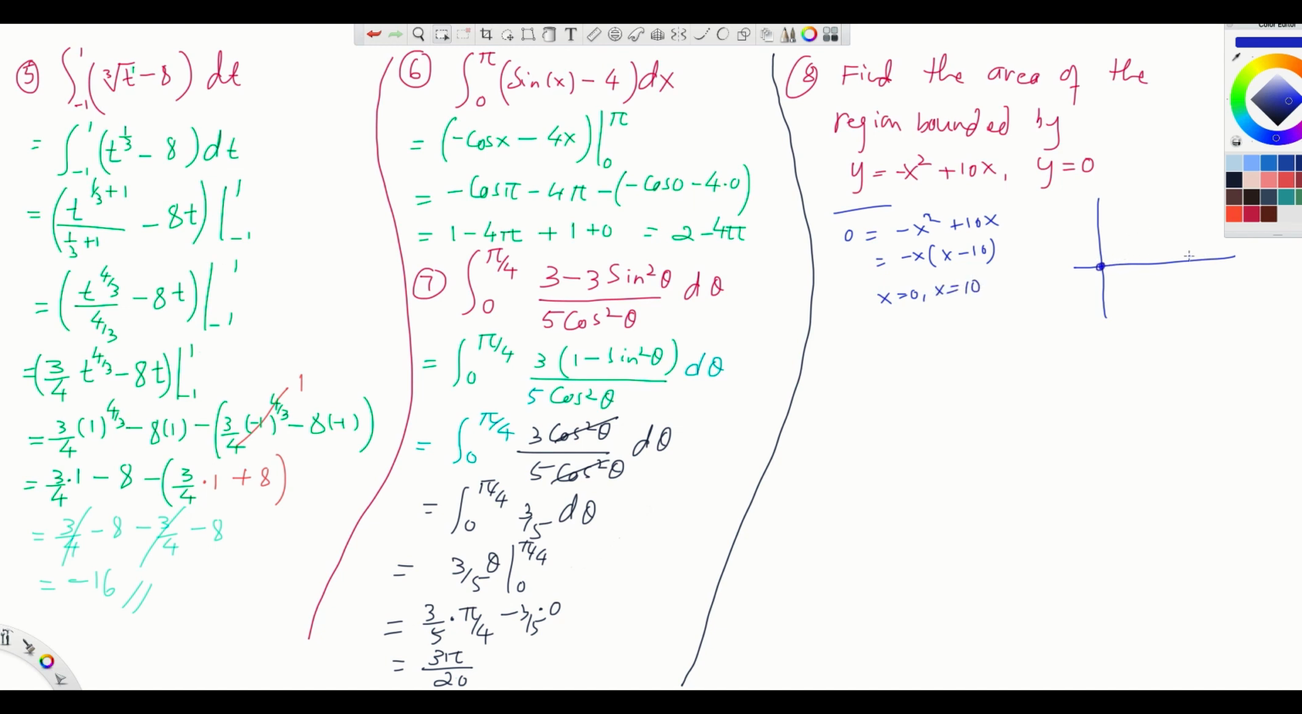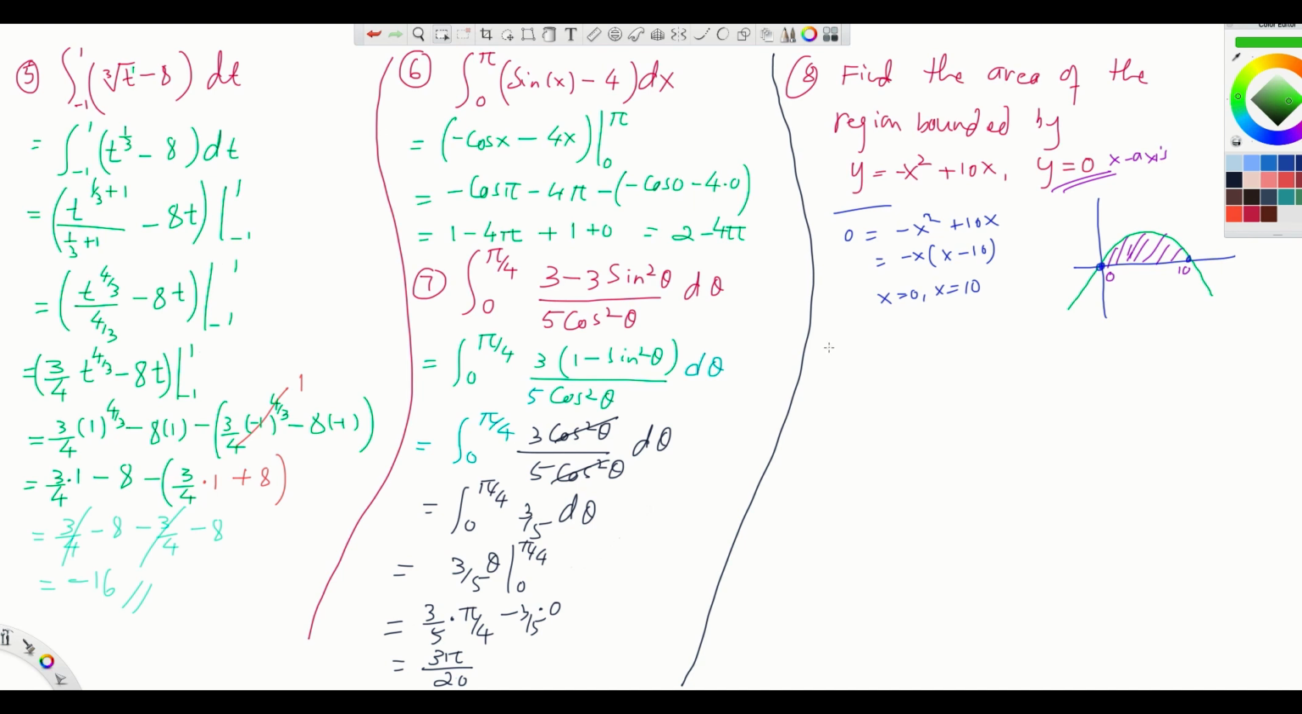So this is 0, this is 10, right? So your graph will look like this. But the question is asking you to find the area between this curve and the x-axis, right? y equals 0 is the x-axis. So you want to find the area under this curve between 0 and 10. So how do I find the area then? Basically, the solution actually started from here. I first find the limits, because the limits are not given, you will have to find them here.